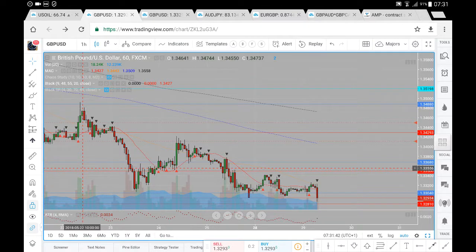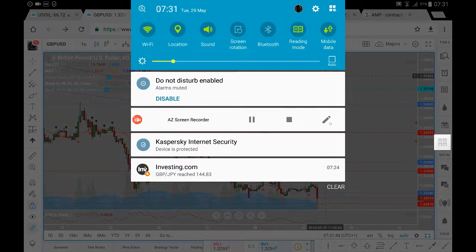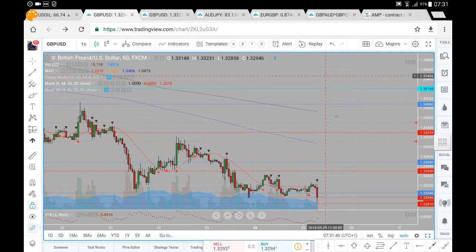So this is a pound dollar analysis for Tuesday the 29th of May. Now let's just have a look at prices and where prices may likely go. So previously we had price come down towards this 33.04.